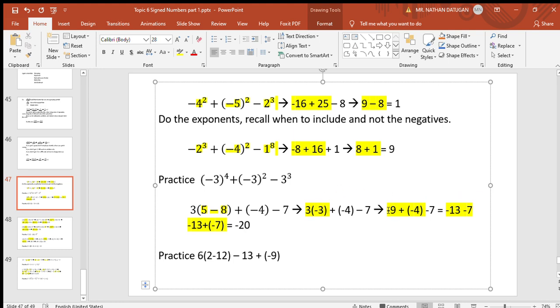And we're just going to add negative 9 plus negative 4, which is the same sign. So we simply add, negative 13. Negative 9 plus negative 4 should give you negative 13. Negative 13 minus 7 should give you negative 20. And this is the last practice for this problem. And that's it for topic 1, part 1.